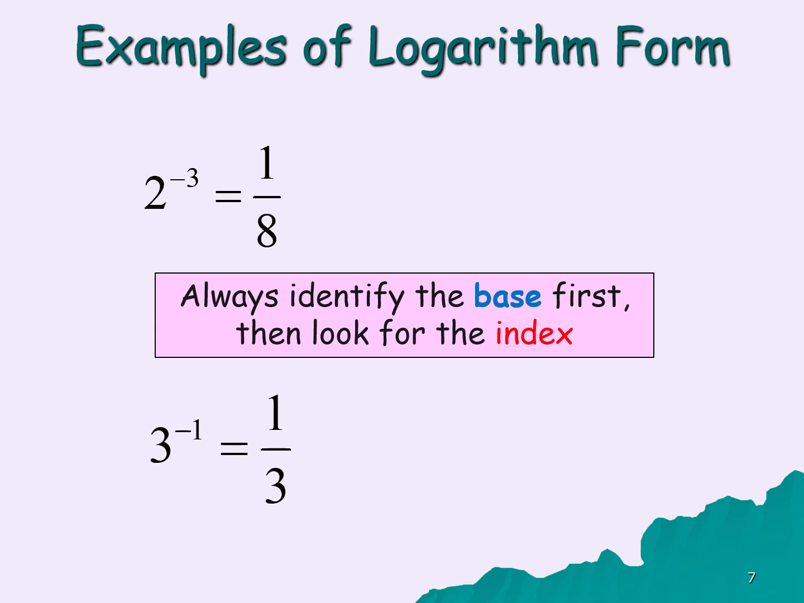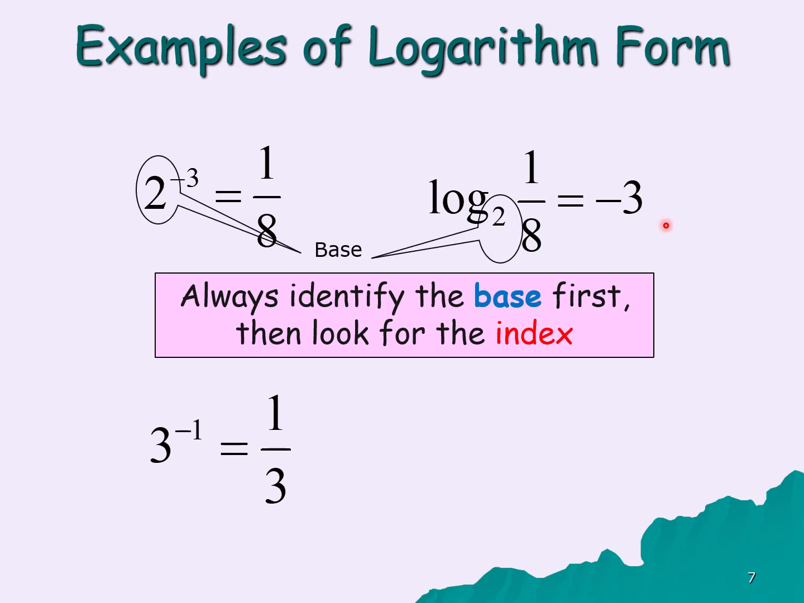What we need to do is identify the base and identify the index. Over here in the first example, I know that the base is equal to 2. So when I rewrite it in log form, I will have log base 2, and the index is on the right hand side of the equation. So with this, I have the base and I have the index. Remember, the index is always on the right hand side.